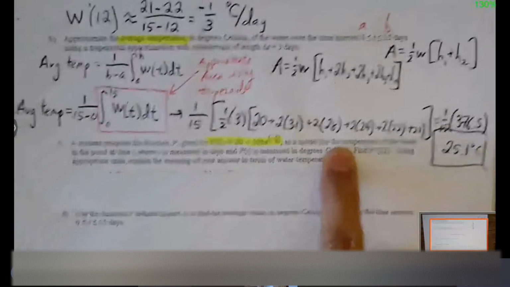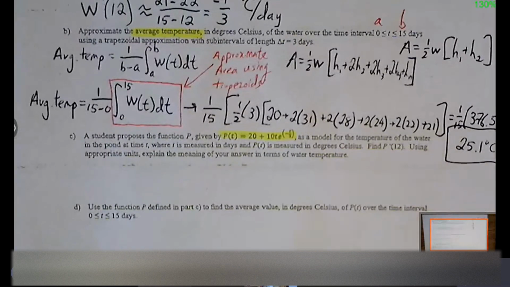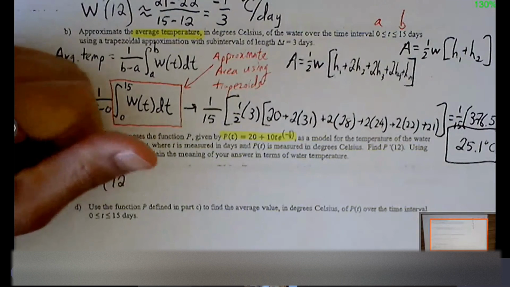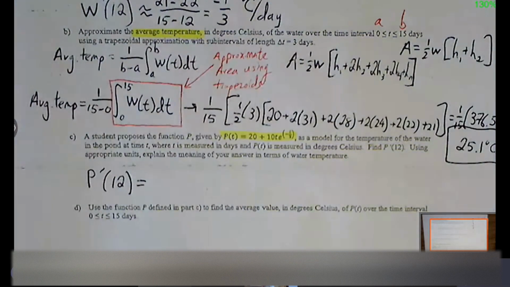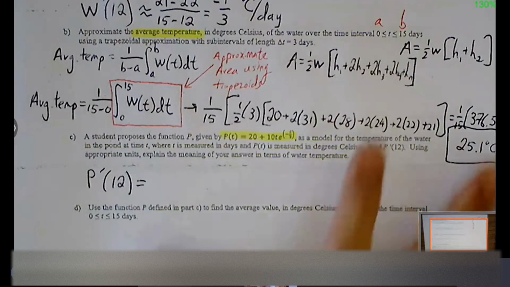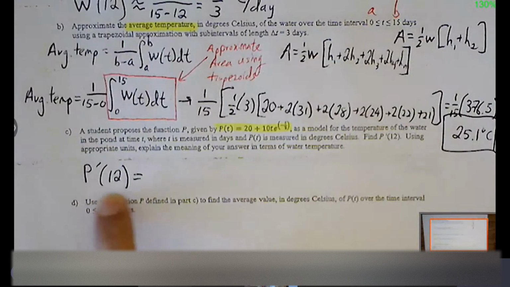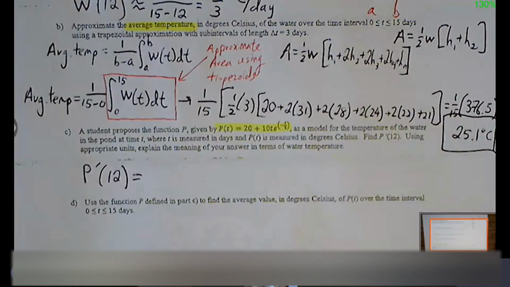Okay, so we have a model for the temperature of the water in the pond at time T, where T is measured in days, and P of T is measured in degrees Celsius. Find P prime of 12. So we're kind of back to what we were doing for part A, but now it's not an approximation. Now it's potentially exact because we have a model. Since we have a function, we can use the calculator to find the derivative at 12, the rate of change of the temperature on that 12th day.